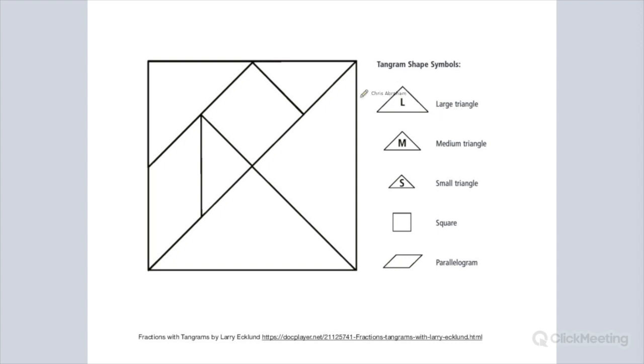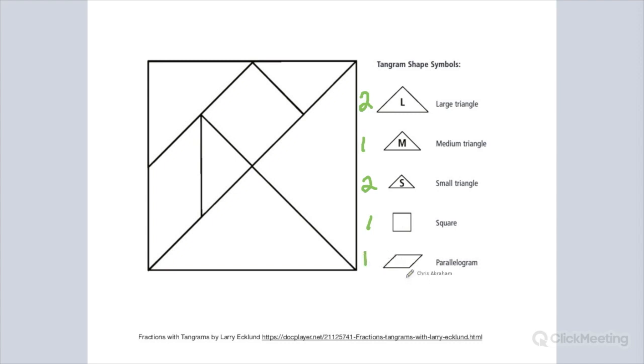I'm just going to add a little bit more information. A tangram is made up of two large isosceles right triangles. It's got one mid-sized isosceles right triangle, and two small isosceles right triangles, one small square and one parallelogram. I like this a lot.